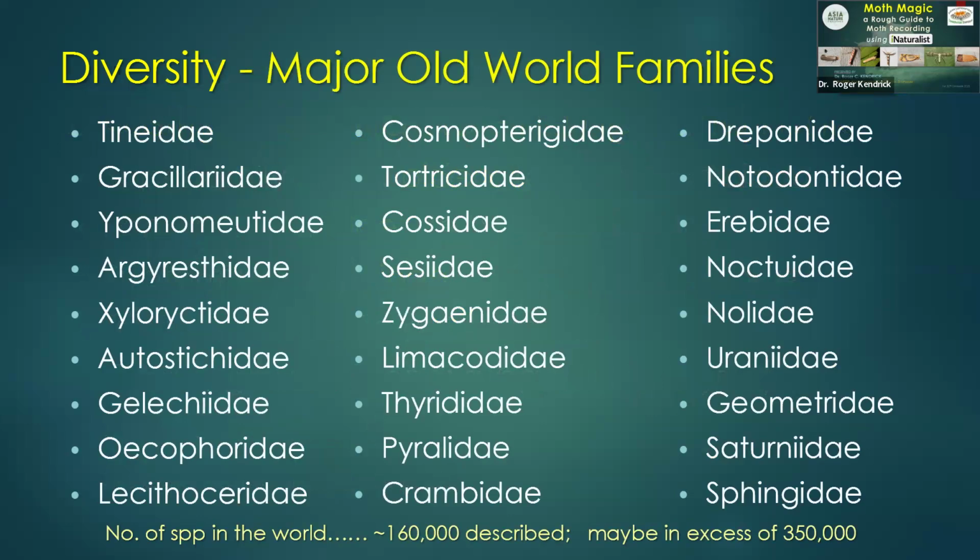Now, diversity at the family level. I'm not going to go through them now, but these are the main families found in the Oriental region by numbers. There are some families I've not put on this list. I could look at the Lasiocampidae for a start. Some of the microfamilies, Adelidae, for example, are not on this list, but they're present in this part of the world.